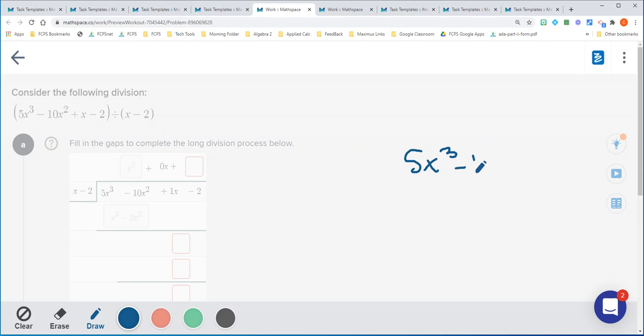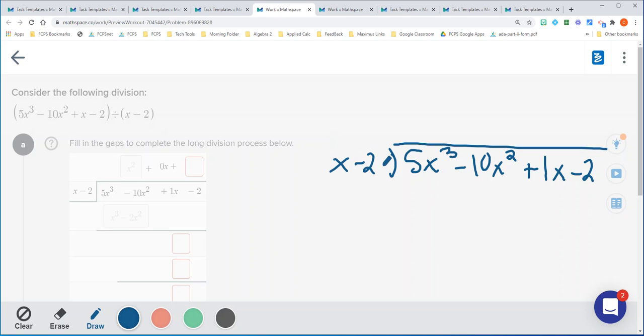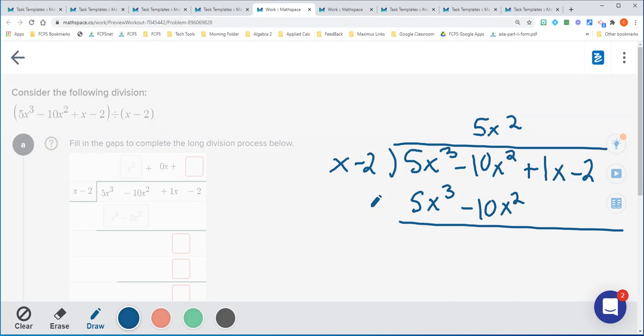Just because this is a computer program, guys, doesn't mean you got to do everything here. All right, division. X squared. Oh, silly me, I missed that. Okay, so 5x cubed minus 10x squared. Subtract.